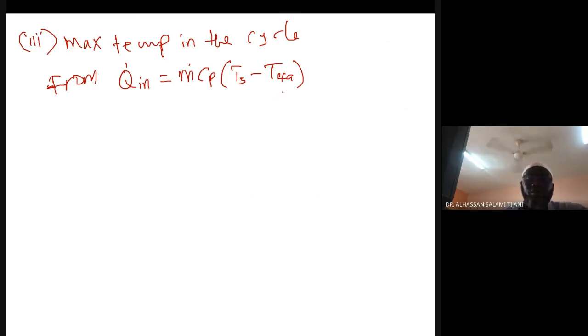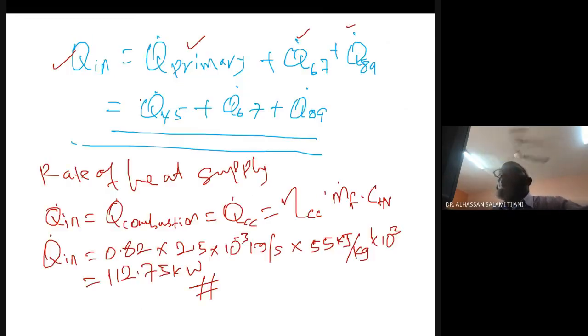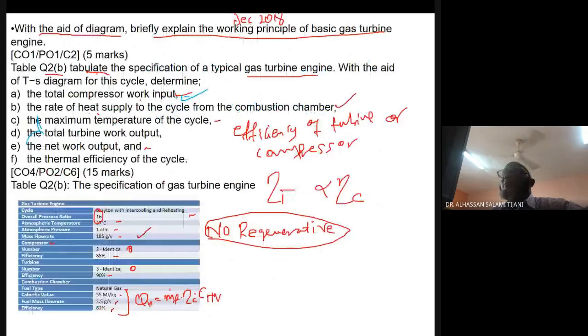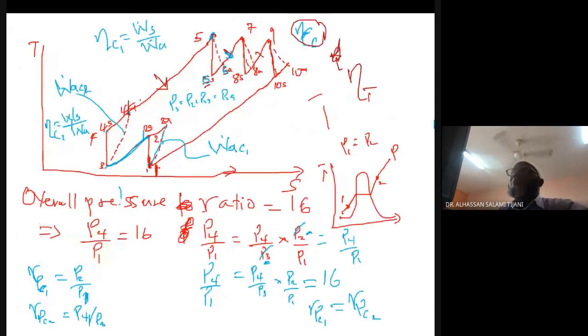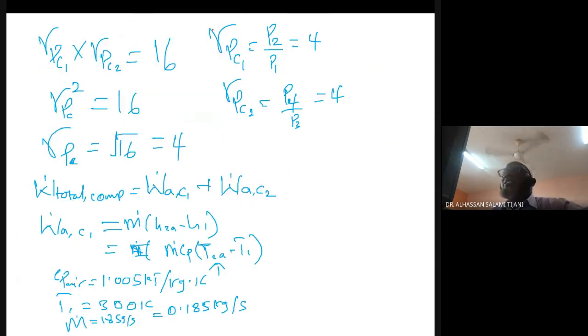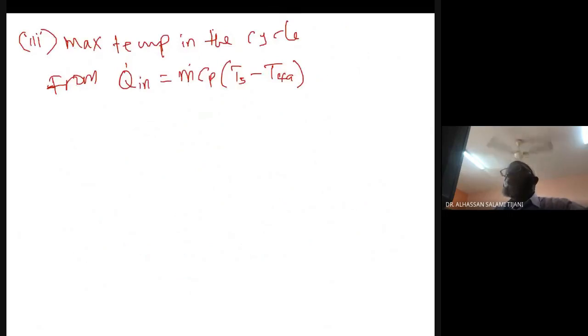Okay, so what we need to do is that, and be careful over here. Somebody will ask, how did you come across this equation? So the heat added to the cycle from state 4A up to state 5, okay, that is given by this.